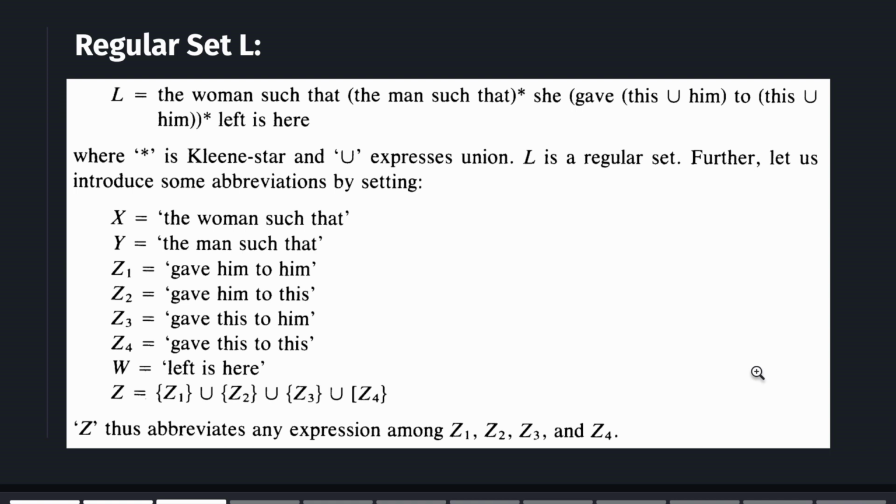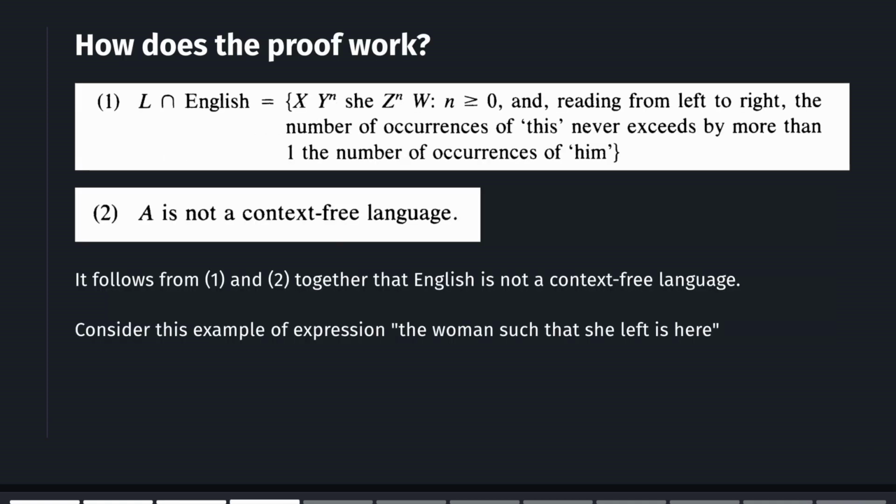Now we have the first assertion. The intersection of L with English follows a specific rule, reading from left to right: the number of occurrences of "this" never exceeds the number of occurrences of "him" by more than 1. We define an abstract set A based on this rule, which involves the careful balance of occurrences of "this" and "him."